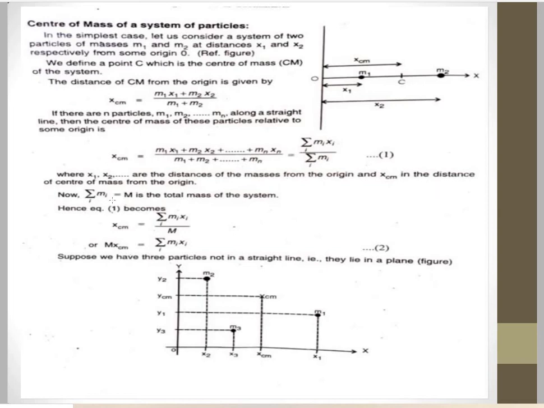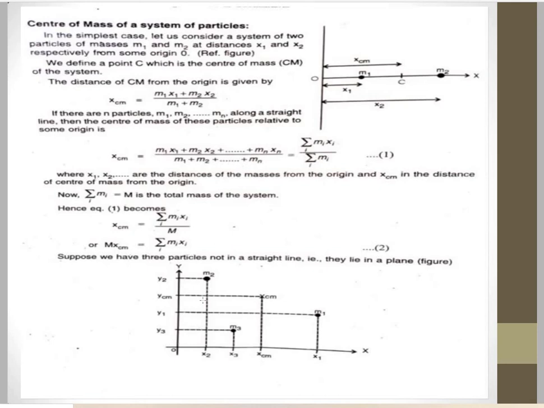So sum over mi is equal to capital M, the total mass of the system. So the position vector of the center of mass, xcm, can be written as sum over mi xi divided by capital M. So M times xcm is given by sum over mi xi.